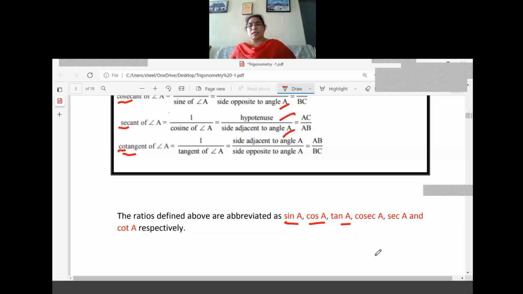So the names once again, with respect to A we are talking. What are the names? Sin A, cos A, tan A, cosec A, sec A, and cot A.